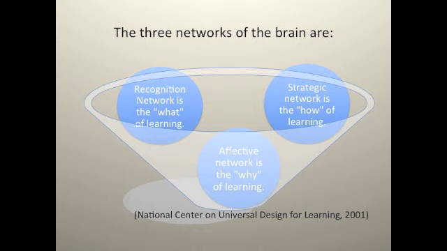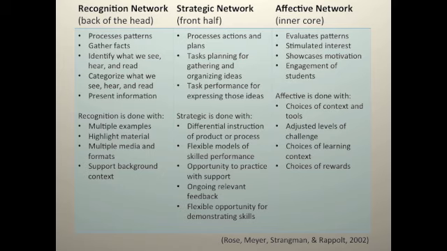The three networks of the brain are recognition, strategic, affective. The recognition network is located in the back of the head. In this area, patterns are processed. Recognition is activated with multiple examples, highlighting material.